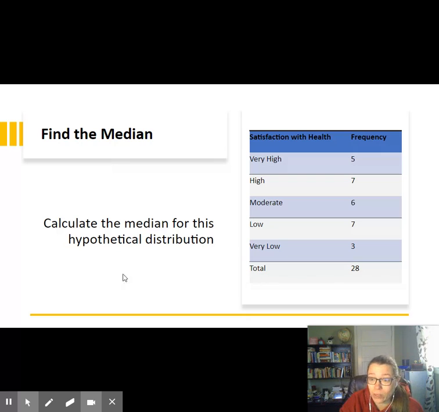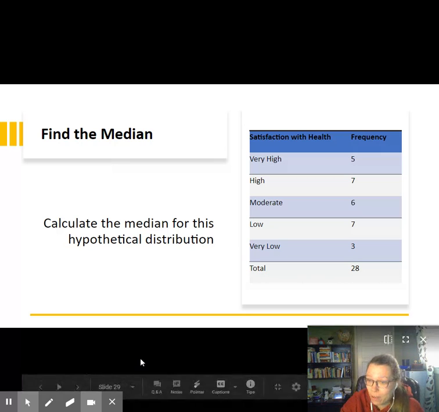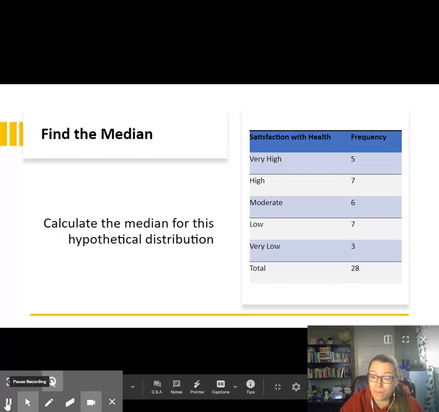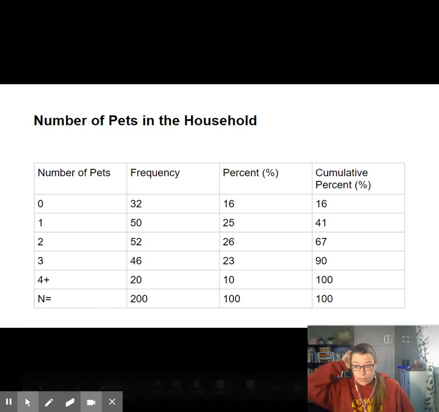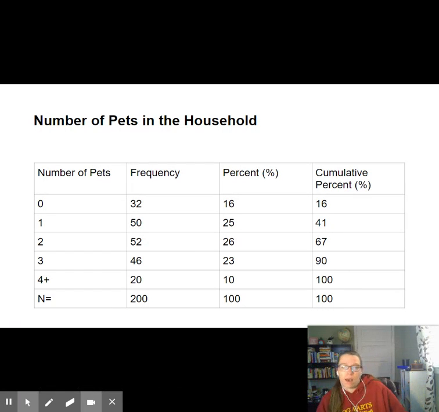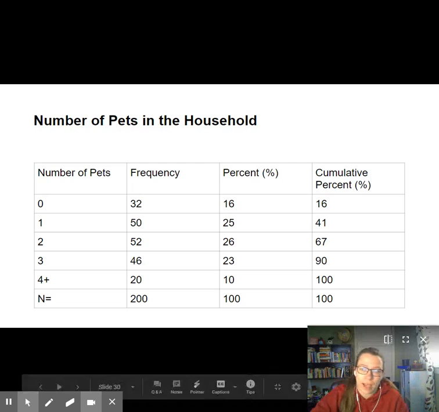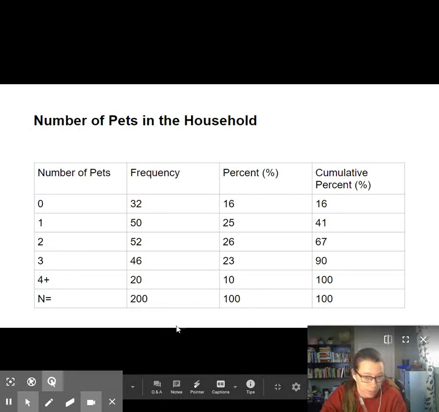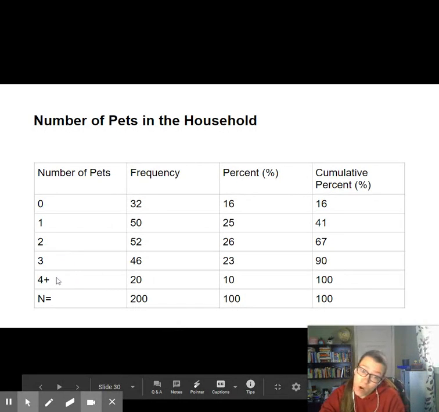So I'm going to come back here in just a second with another slide that will show you what a frequency table looks like that already has all that in there, and how easy it is to find the median in that situation. Okay, so in this frequency chart that I just made up, I take a survey and I want to know how many pets are in somebody's house. So on the far left, I have the number of pets in your house: 0, 1, 2, 3, 4, or more. I have the frequency for each, which adds up to 200 total.